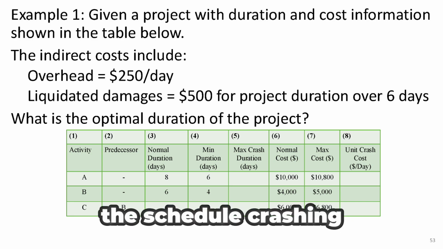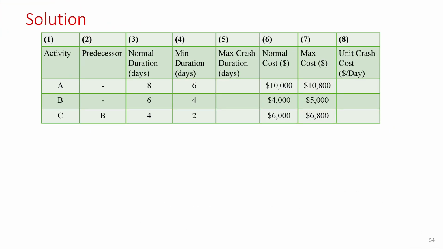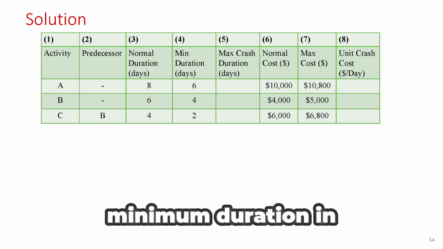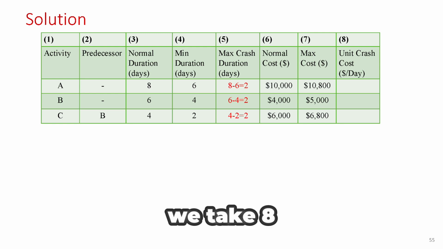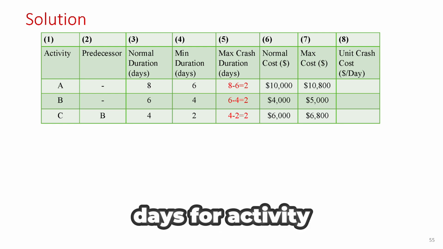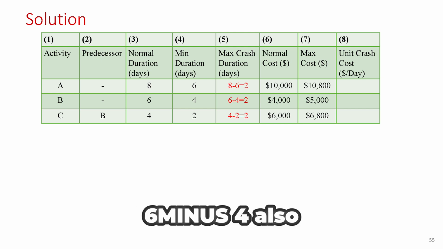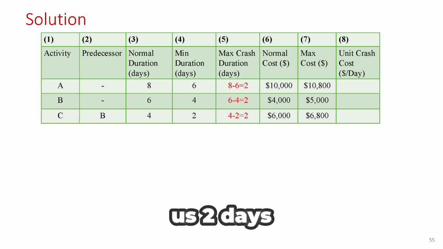Then we apply the schedule crashing procedure, starting with column 5, max crash duration. This is calculated by subtracting the minimum duration in column 4 from the normal duration in column 3. For example, for activity A, we take 8 days minus 6 days, which gives us a max crash duration of 2 days. For activity B, 6 minus 4, also 2 days. And for activity C, 4 days minus 2 days gives us 2 days as well.